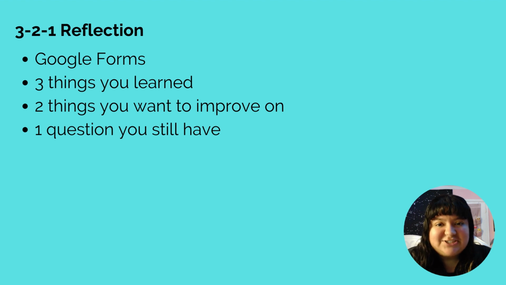To close out the session, learners will complete a 3-2-1 reflection on Google Forms. This will be a 3-question form on what are 3 things they have learned, what are 2 things they'd like to improve on, and finally, what is 1 question they still have. It's important to end with a question because this is student-centered learning. So the learner should always be asking more questions to guide what would be the next follow-up training, for example.